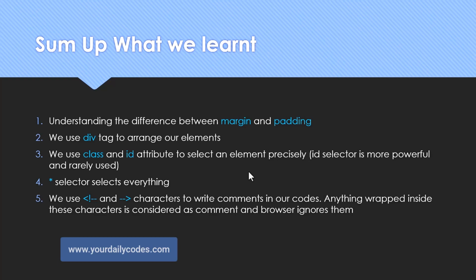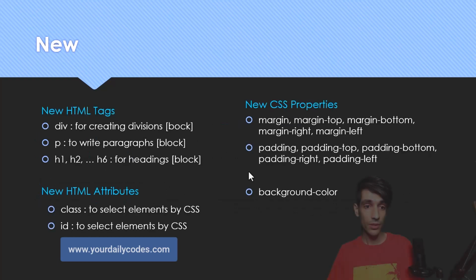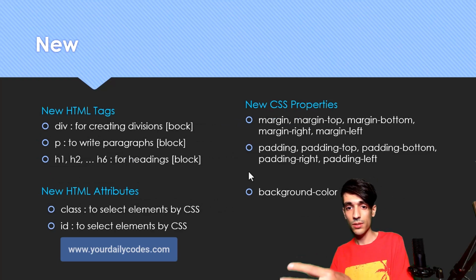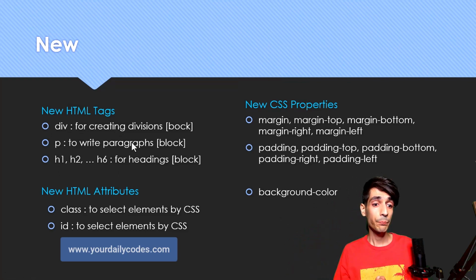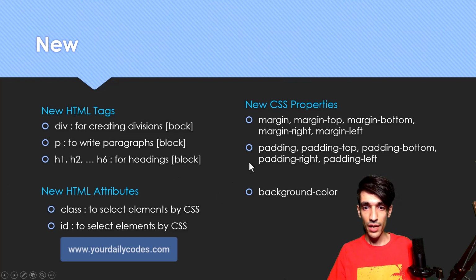And about the star selector, remember what it does, and remember how we can put comments in our code, and what characters we use, and they will be ignored. You can take a screenshot of this and anything. These are our new tags. I remember I told you I will tell you if anything has a specific attribute, but for now div, p, h1, h2, h3, h4, h6 do not have any specific attributes, so that's why I didn't mention anything. But these are some new tags from this session and the previous session. These are some new attributes that we learned, and these are some new CSS properties. So that's it. See you in the next session.